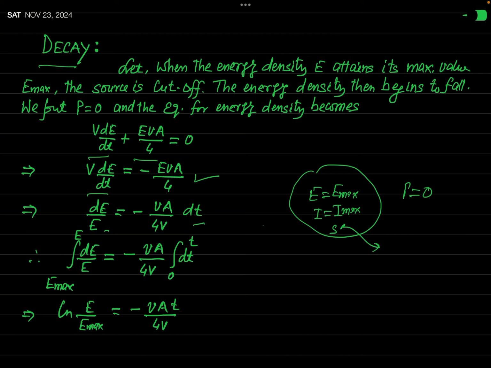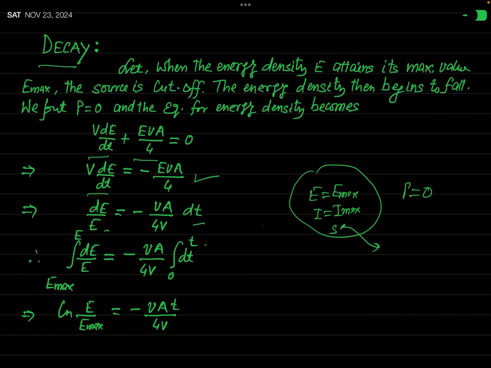Now let us integrate. When we remove the source or stop the source emitting power, let us take that time as 0. So you shut off the source at time 0, and you are now making the calculation at time t. So the limits for time will be 0 to t.